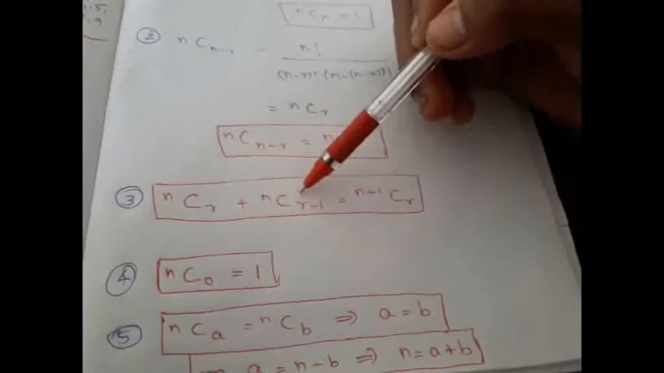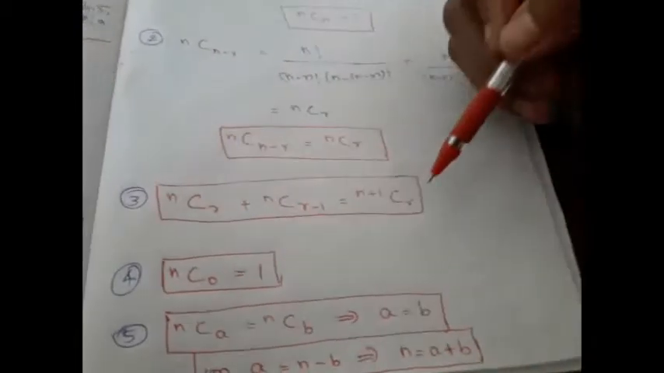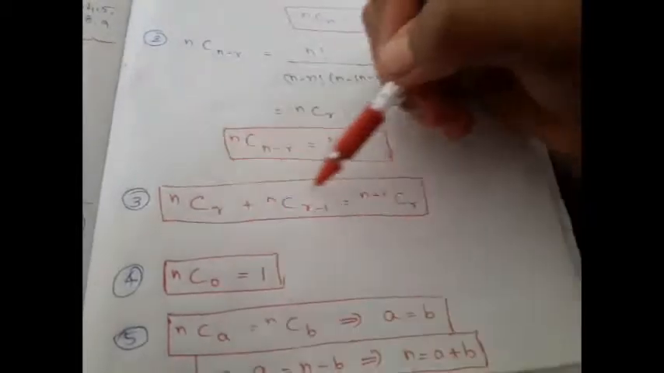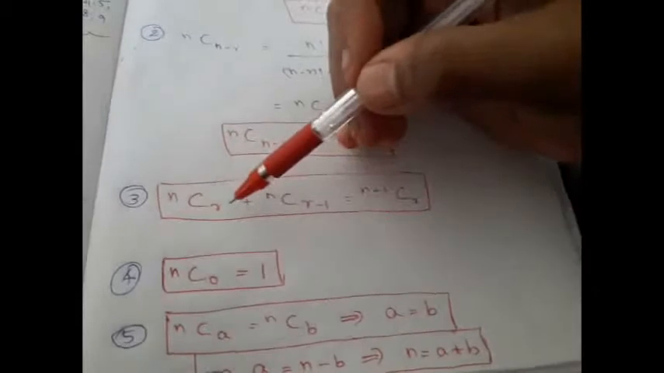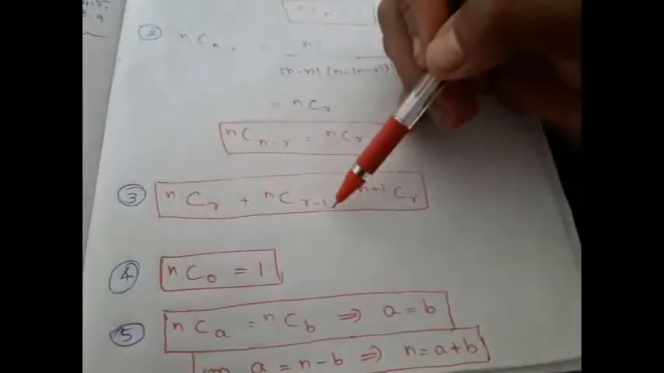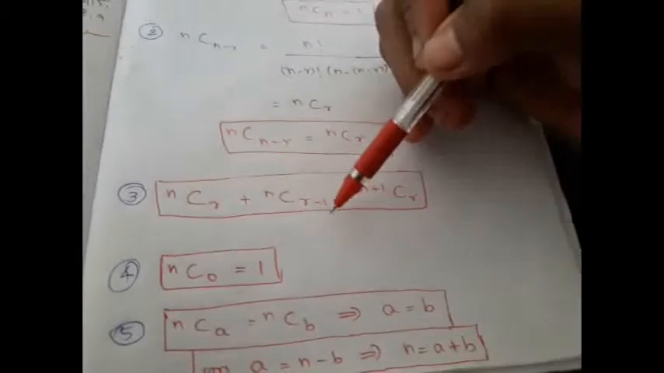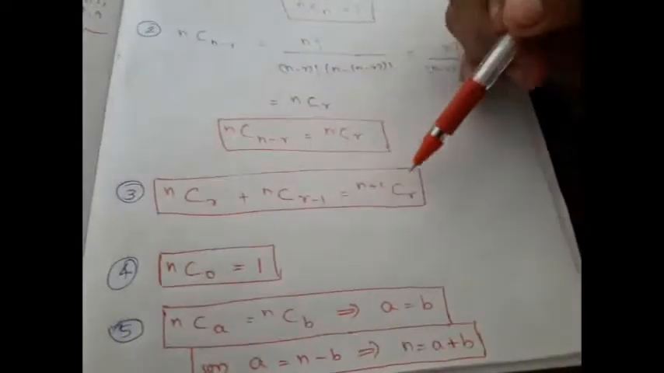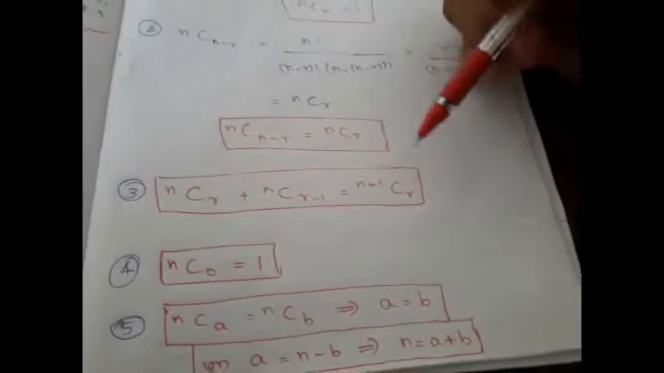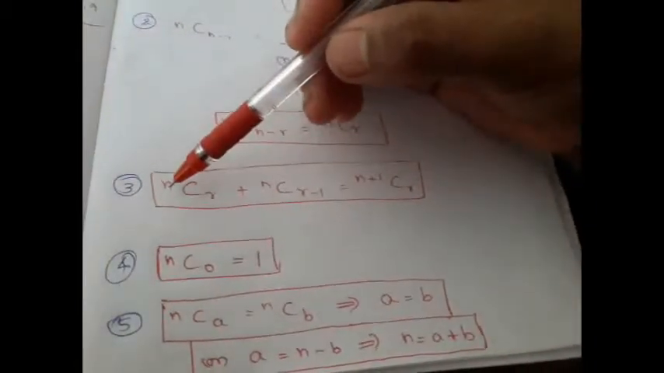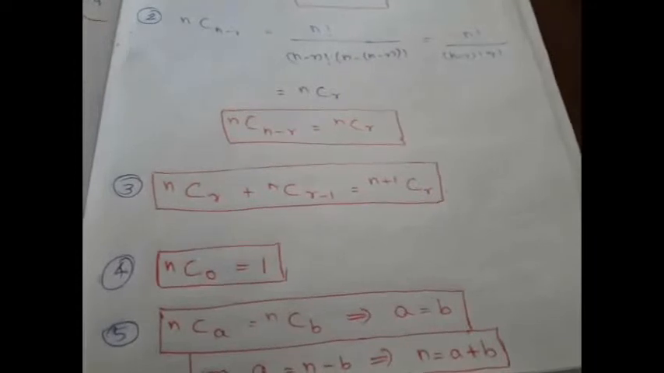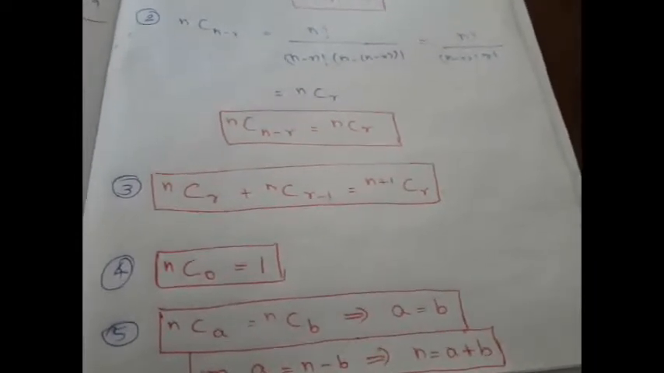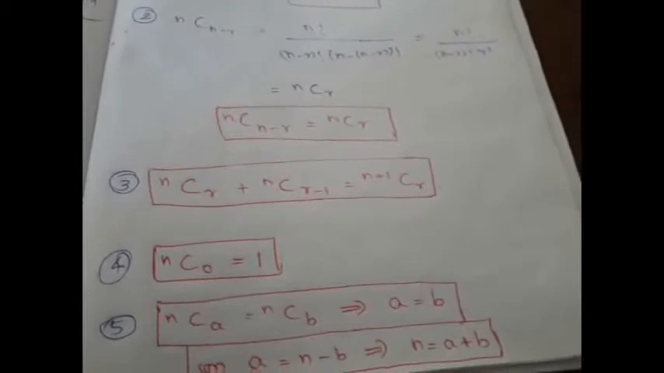So again, if you substitute in the formula and after simplification, you can easily arrive at this. So what does this imply? If the total number of objects is the same, and once you are choosing r objects, and the next, if you are choosing r minus 1 objects, and you want to add, it is nothing but n plus 1 Cr. Which means we are taking r objects at a time out of n plus 1 objects. That's what it says. nCr plus nCr minus 1 is n plus 1 Cr.